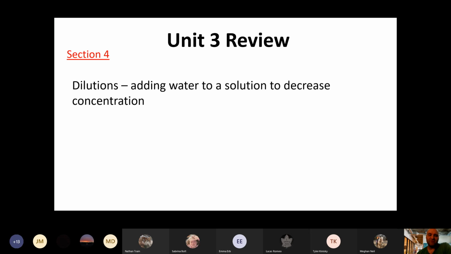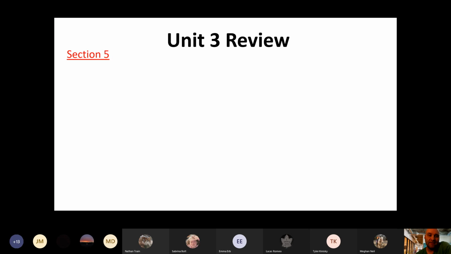Section 4 was about dilutions, and that's just adding water to a solution. The whole point is to decrease the concentration. And there's a straight up C1V1 equals C2V2. Works exactly the same as Boyle's law, just it's about dilutions. So commonly, if you're doing a dilution, you've got one substance and you're adding a bunch of water to it. Concentration will go down. Volume goes up, concentration goes down, number of moles stays the same.